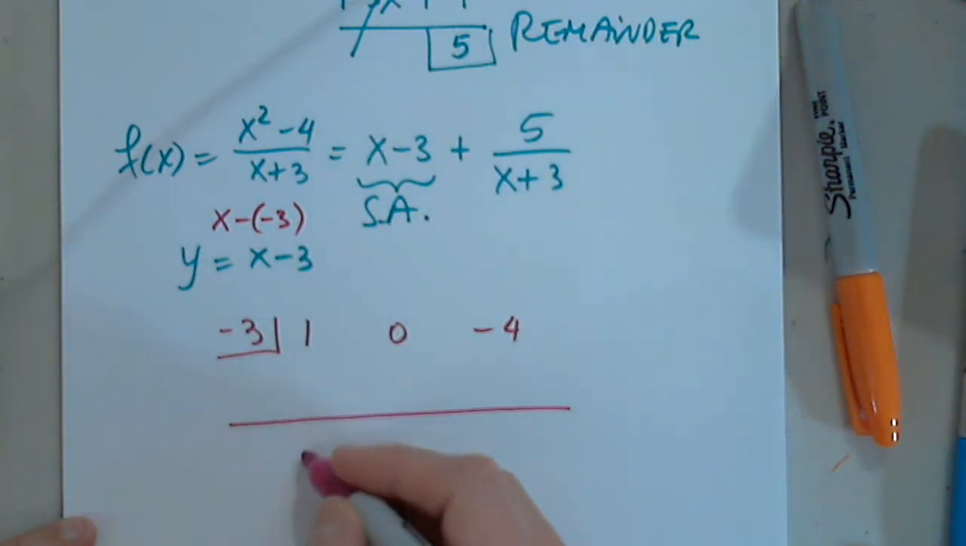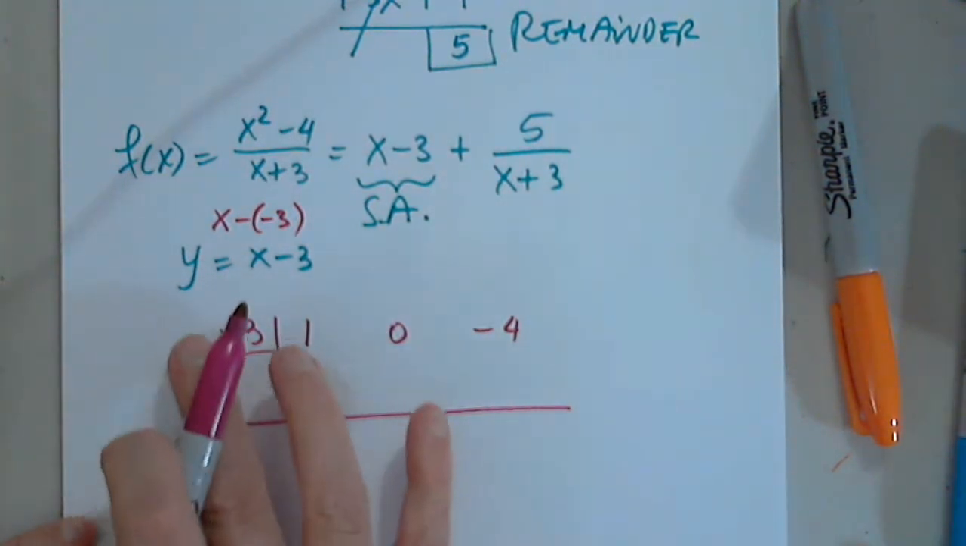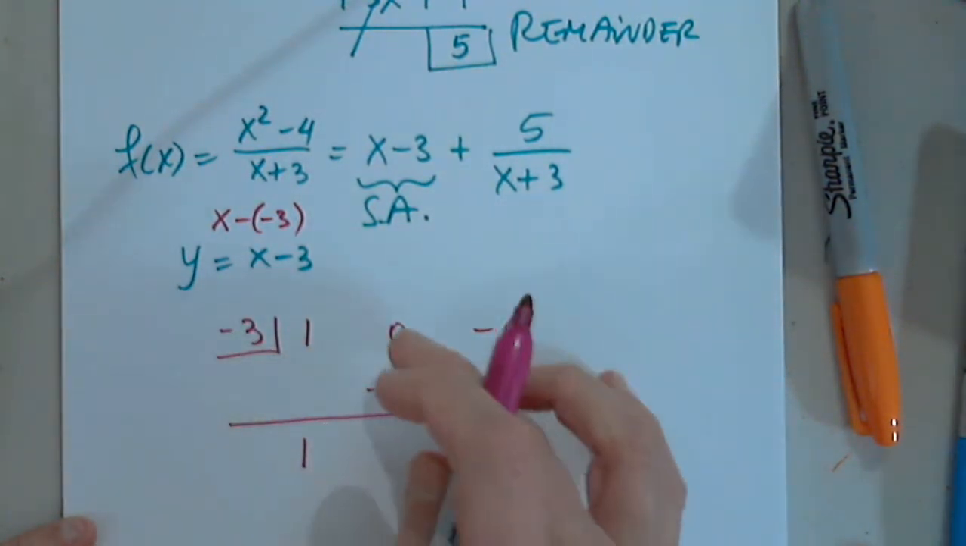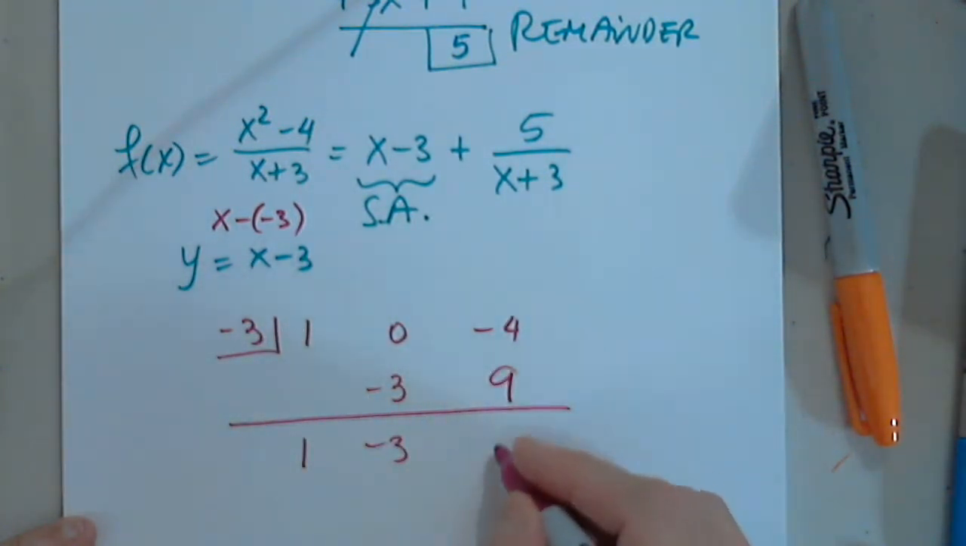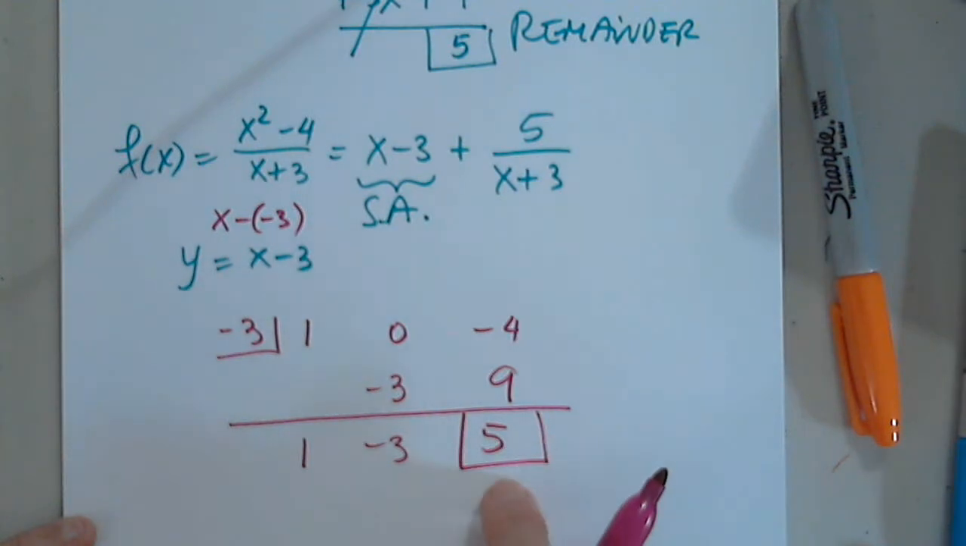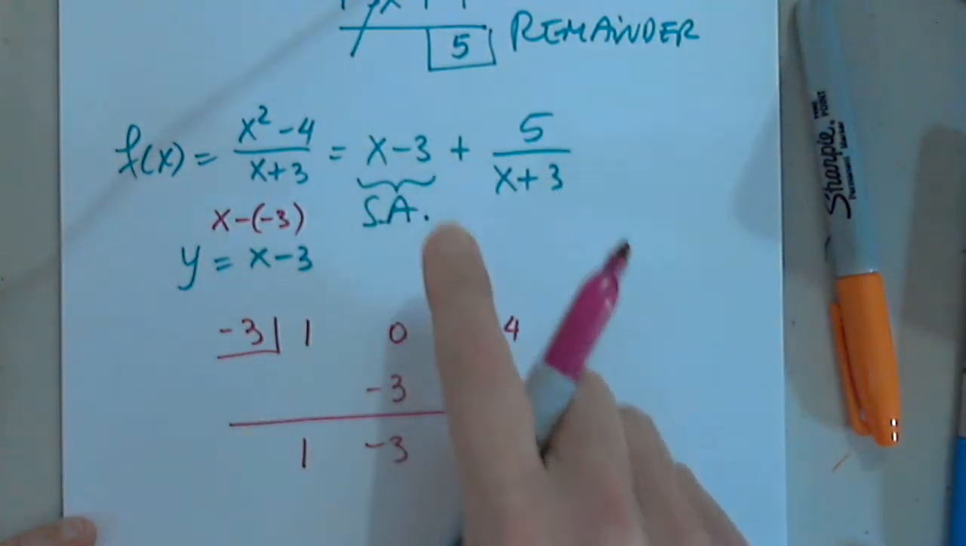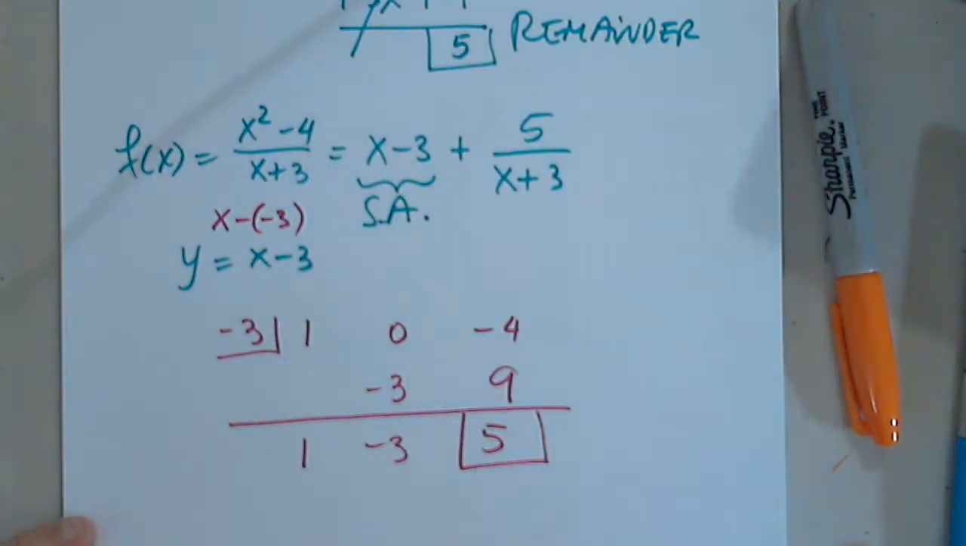Yes. So I copy the leading coefficient. I multiply these two. I write the answer. I add. I multiply these two. I write the answer, and I get the box with the remainder. Thank you. So x minus 3 plus 5 over x plus 3.